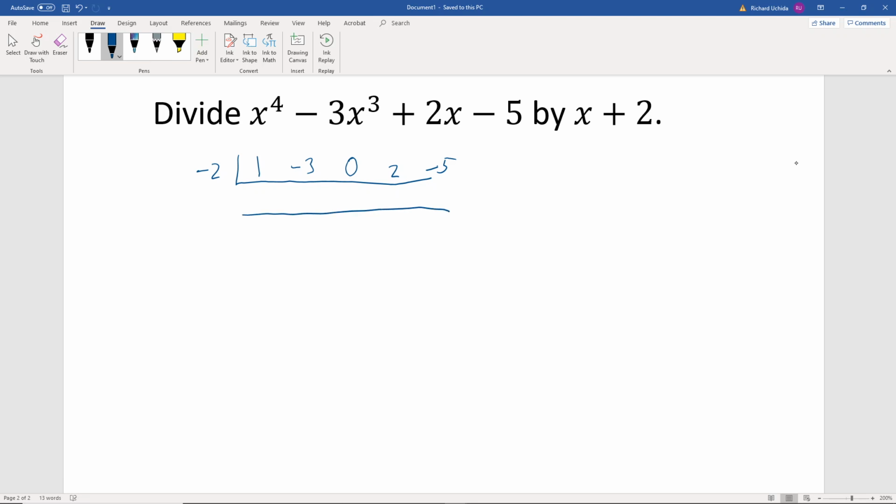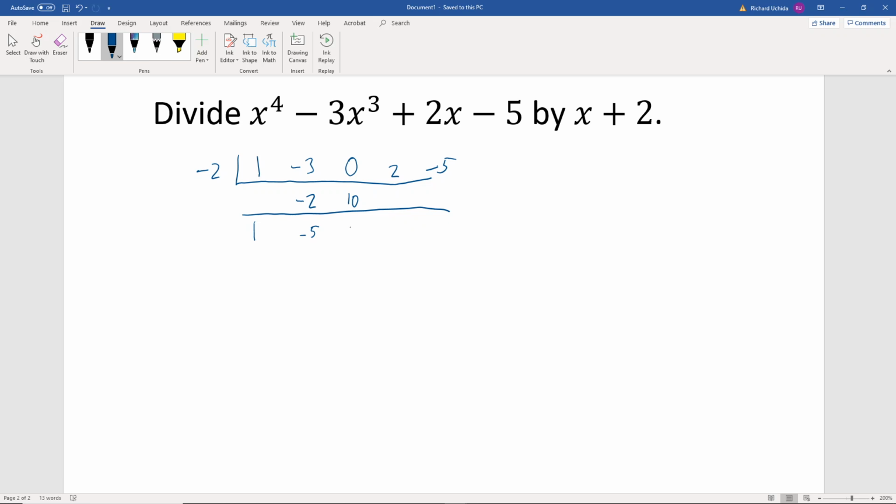And then when you're doing your synthetic division, the next step is to bring down the first term. So bring down the 1. Multiply the negative 2 times the 1, so you get negative 2. You put it in this space here, right below the value in the second column. Then add those two values. So negative 3 plus negative 2 would be negative 5. Then you multiply the negative 2 times the negative 5, so you get 10. So you put that in the third column, right below the 0.